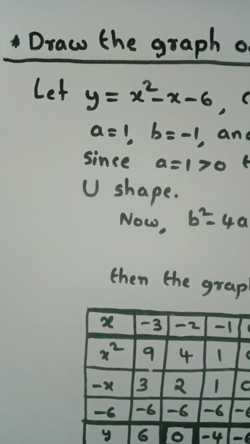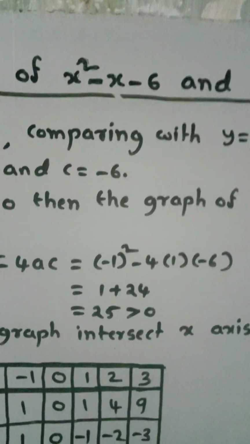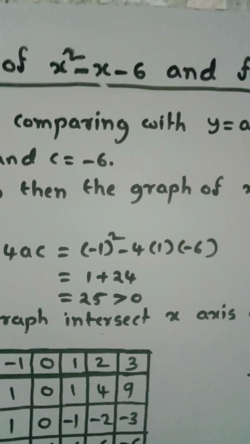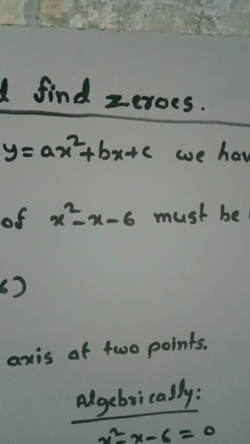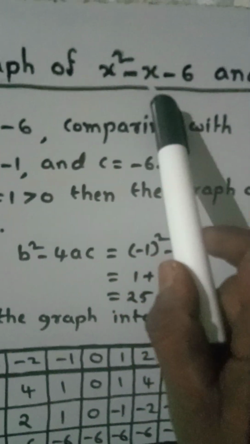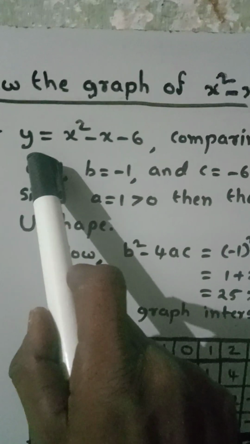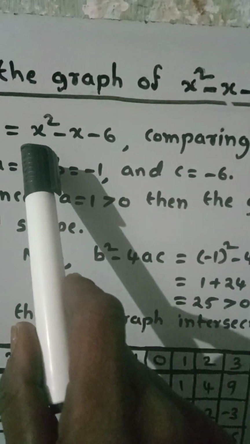In this video, we are going to draw the graph of the quadratic polynomial x square minus x minus 6, and also from the graph, we will find its zeros. So first, we have to assume the given quadratic polynomial x square minus x minus 6 as y. So y equals x square minus x minus 6.